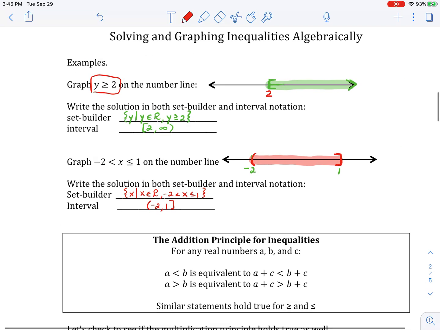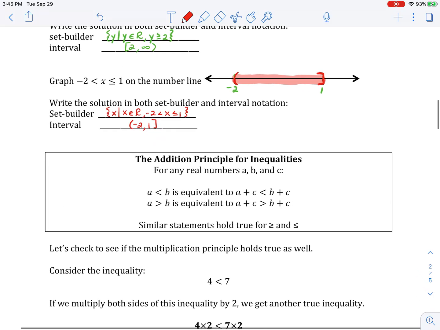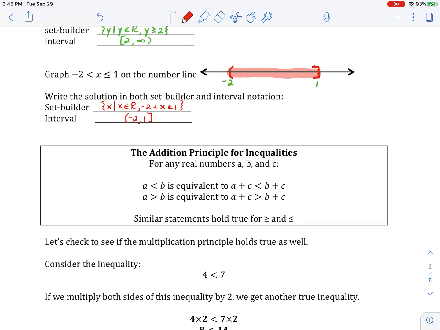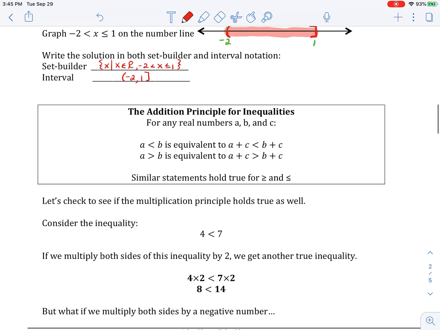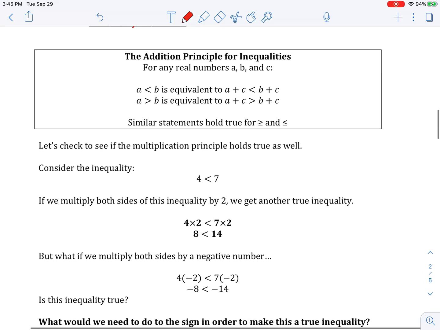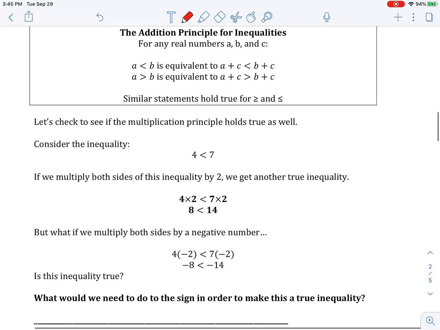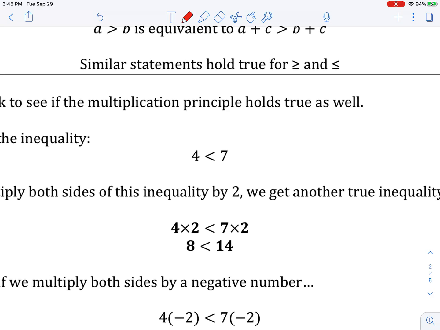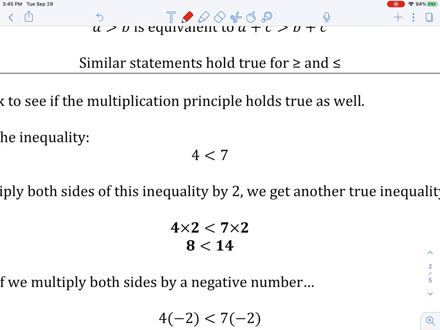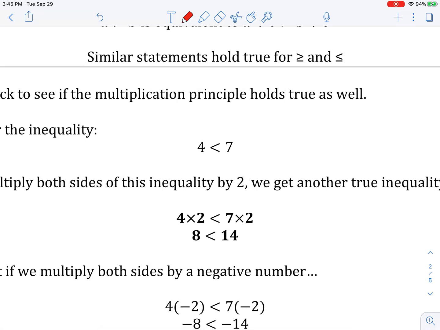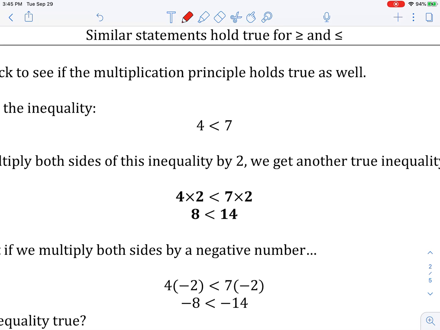Now, solving inequalities is just like solving equations, right? We still use the properties of addition, subtraction, multiplication, and division for solving an inequality. However, there is one thing to keep in mind. So let's check something out. Let's say we have the inequality statement 4 is less than 7. If I apply the multiplication principle to both sides, I can say 4 times 2. If I multiply the same thing on both sides, 4 times 2 is less than 7 times 2. Is 8 less than 14?